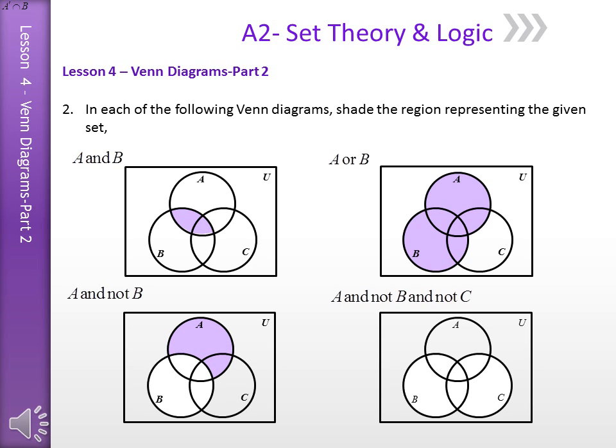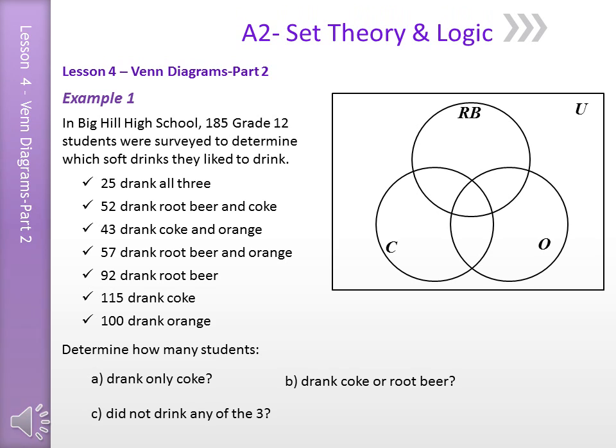For A and not B and not C would be everything in A except for the areas that overlap with B and C. For this first example, I'm going to give you an empty Venn diagram, and we are going to fill in the numbers as we come across them. Now in this example, I have ordered them in the order that we're going to actually put them into the Venn diagram. But remember, when you're doing these questions, you want to start from the beginning and work out.